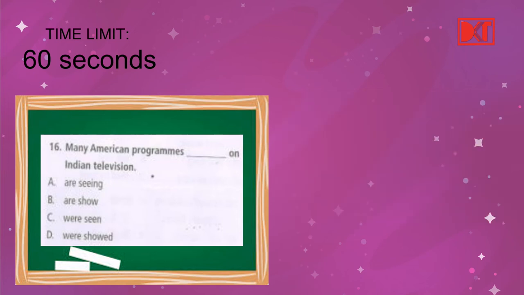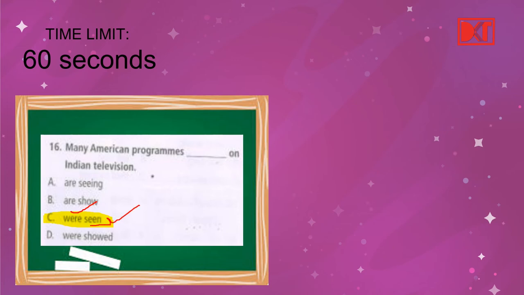American programs dash on Indian television. A: are seeing, B: are show, C: were seen, D: were showed. Now here the correct answer is: many American programs were, yeah, they were seen on Indian television. Alright, now were, because plural and past tense, seen is the past participle.